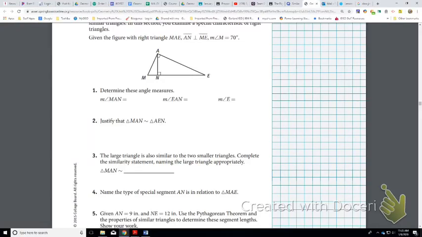Okay, we're going to start with the given. All right, so we're going to start with that, and we're going to go from there. Okay, we've been given the figure with the right triangle, triangle MAE. Triangle MAE is which one of these triangles? The biggest one.